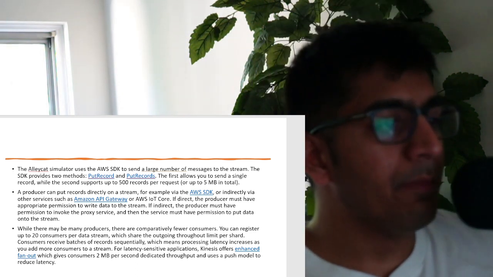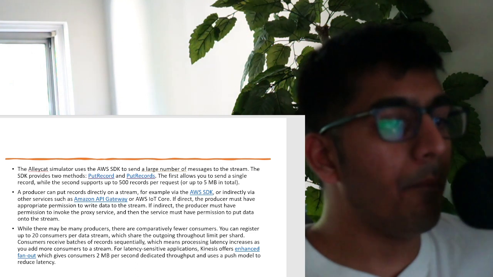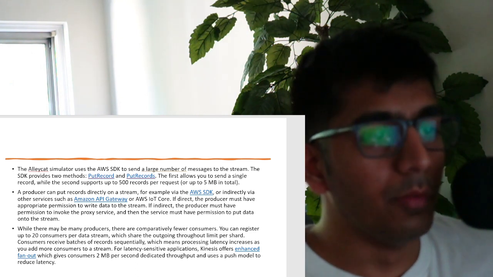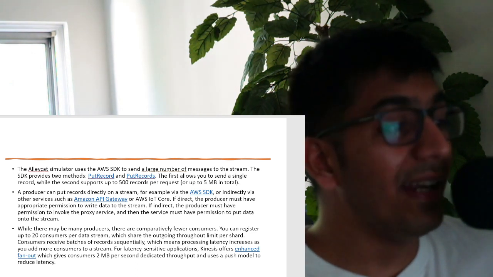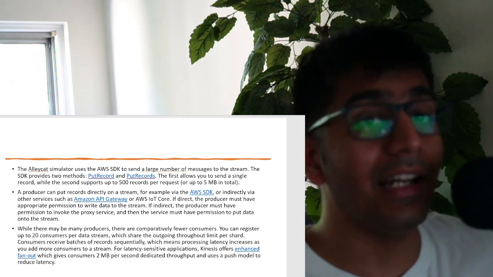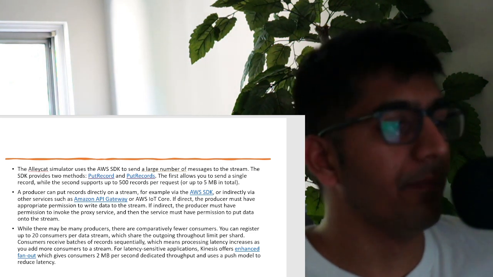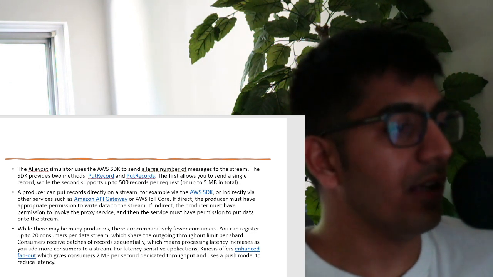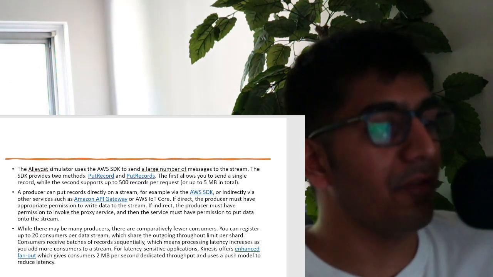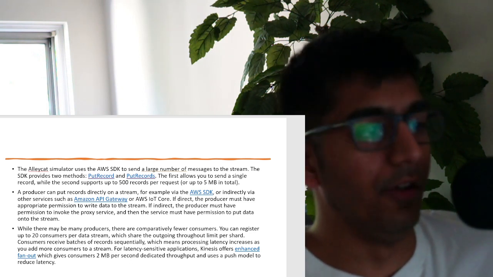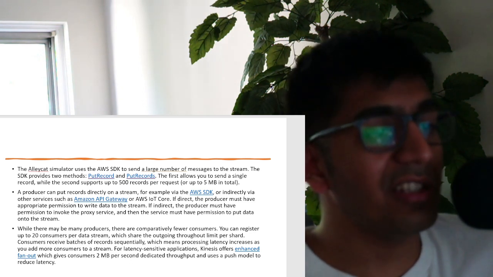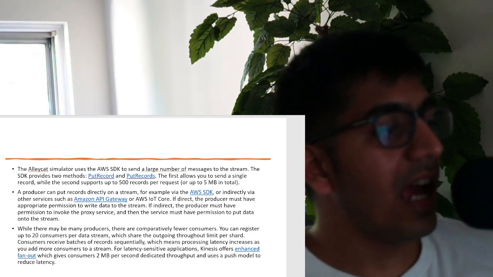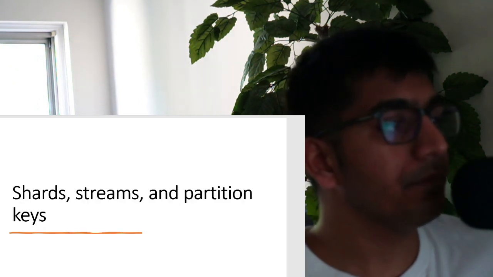While there may be many producers, there are comparatively fewer consumers. You can register up to 20 consumers per data stream, which share the outgoing throughput limit of a shard. Consumers receive batches of records sequentially, which means processing latency increases as you add more consumers to the stream.